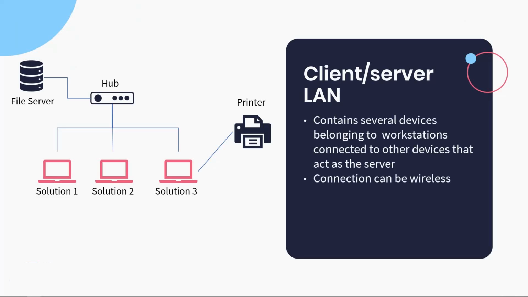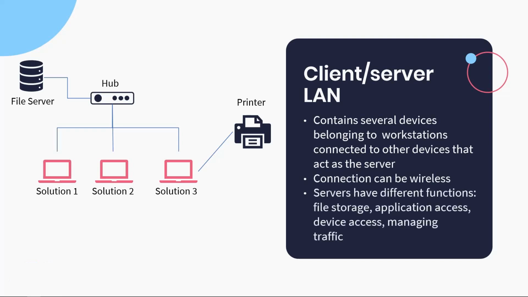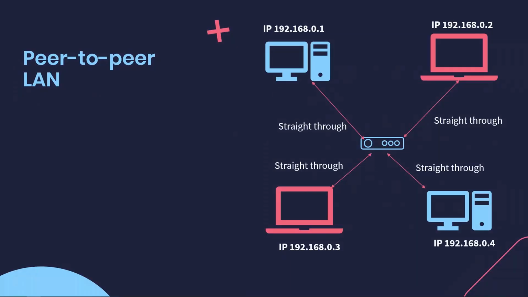The connection between the client and the server can be wired or wireless, depending on the user's preference. Servers have many different functions such as file storage, application access, device access, and even managing the traffic of the network in the LAN. In the case of a peer-to-peer local area network, there are no centralized servers sharing resources as in the case of the client or server LAN.